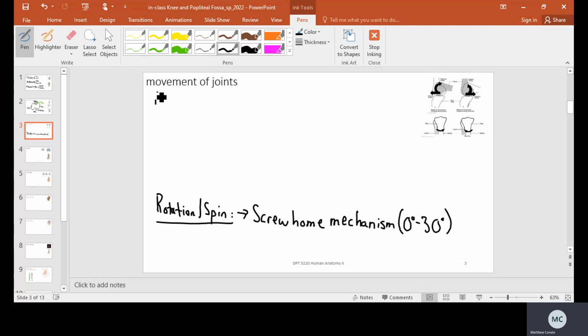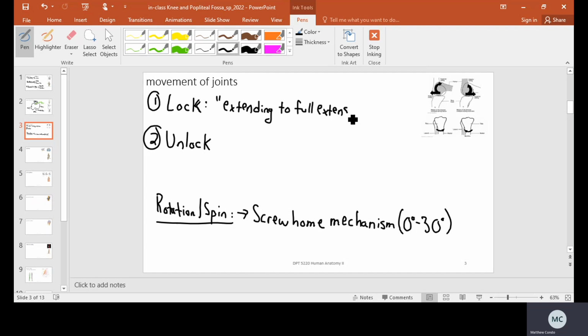So I have 2 phases. I can either lock or I can unlock. When I'm locking the knee, that means I'm extending to full extension. I may not get there, that's my goal. When I unlock the knee, I am flexing.